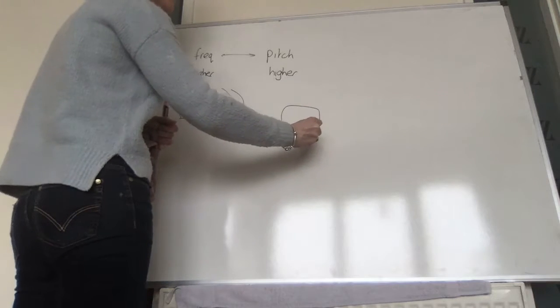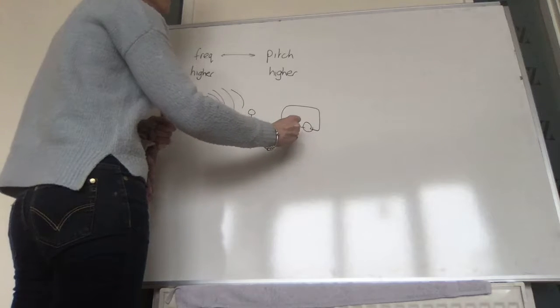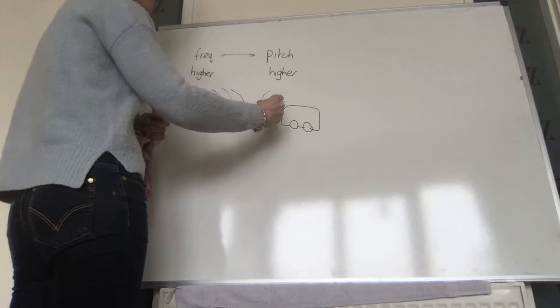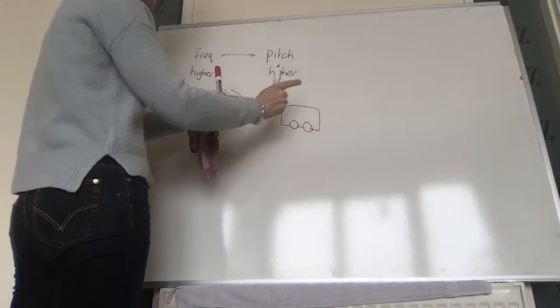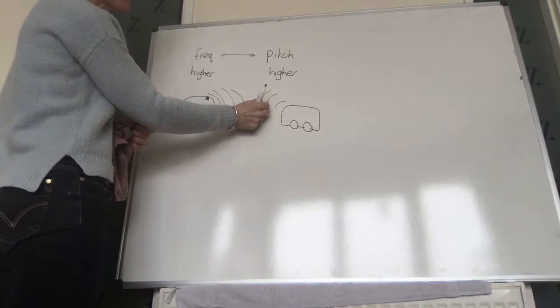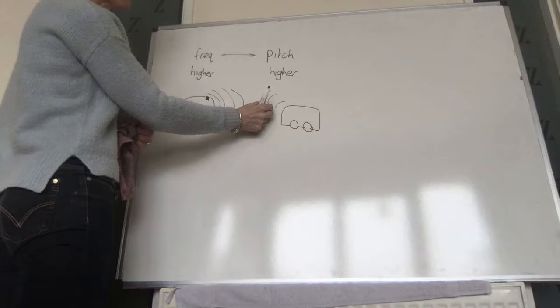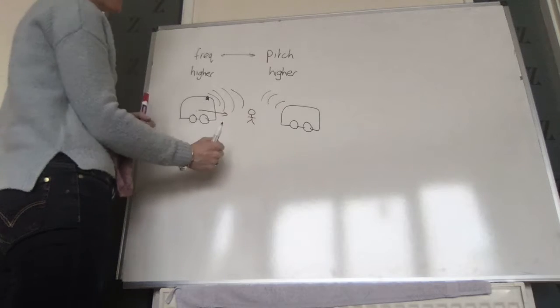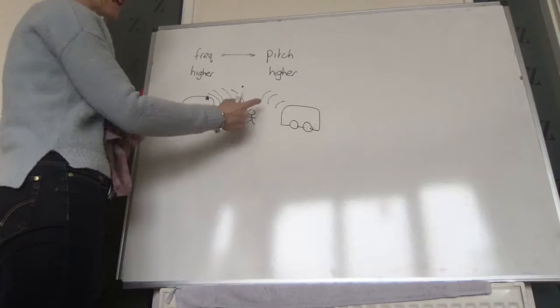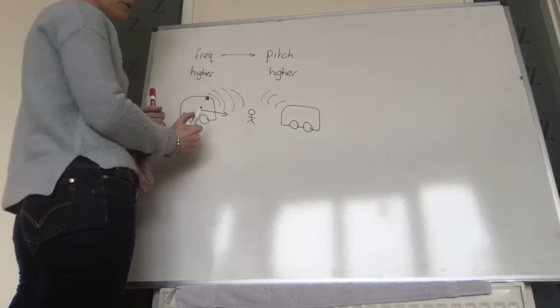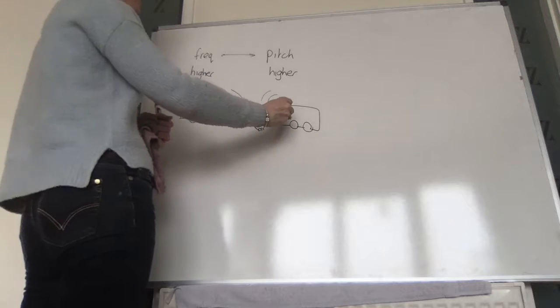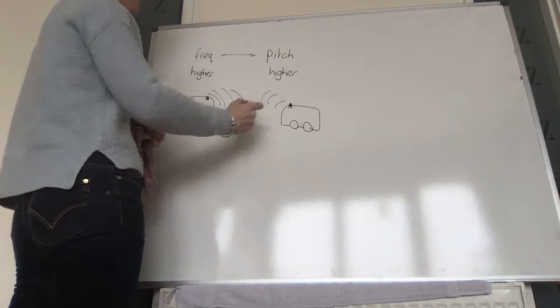and as the ambulance moves away, the sound that's being emitted by the ambulance, because it's moving away, every time it emits a note it's further away, so the time between the wave fronts effectively is getting longer. So he hears a lower frequency, in other words, a lower pitch. Hence when an ambulance passes by, you can hear a high pitch and then a low pitch.